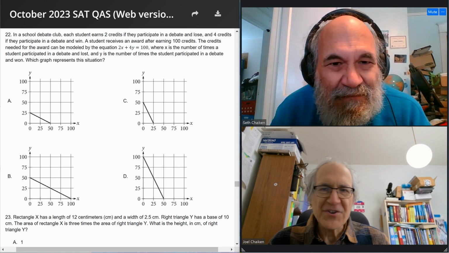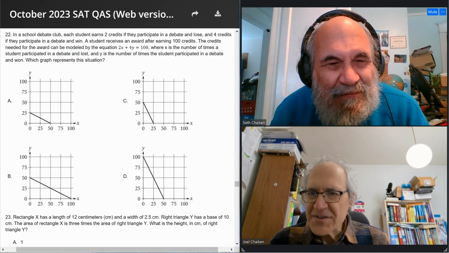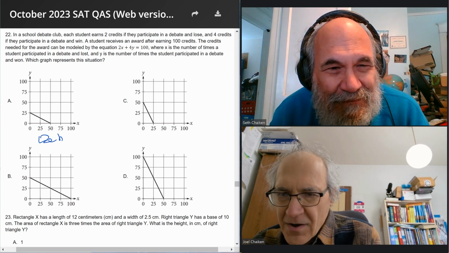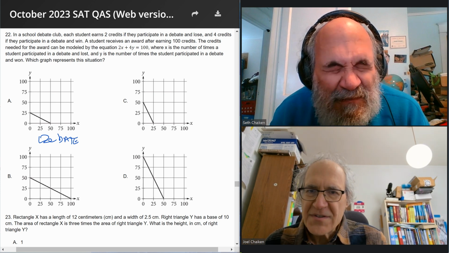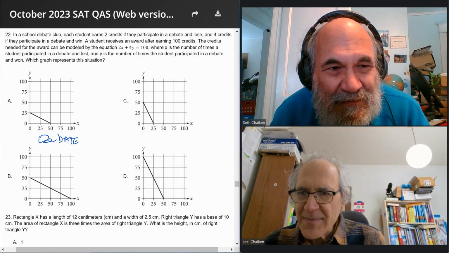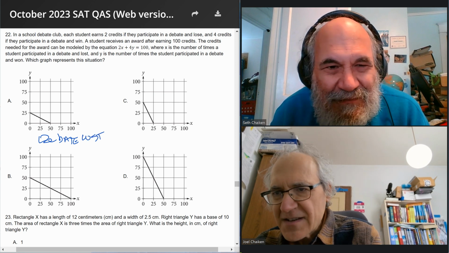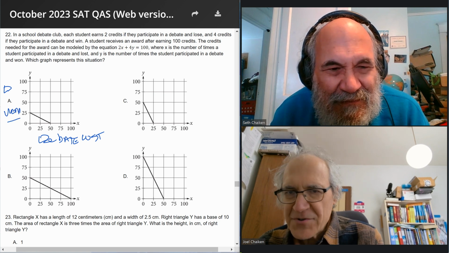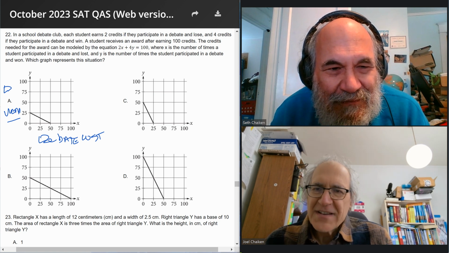So I call it a trade-off type equation, where X is the number of times a student participated in a debate and lost. So let's just put debate lost on the X coordinate. And the Y is the number of times a student participated in a debate and won. It's important to keep that straight. Okay, which graph represents the situation?